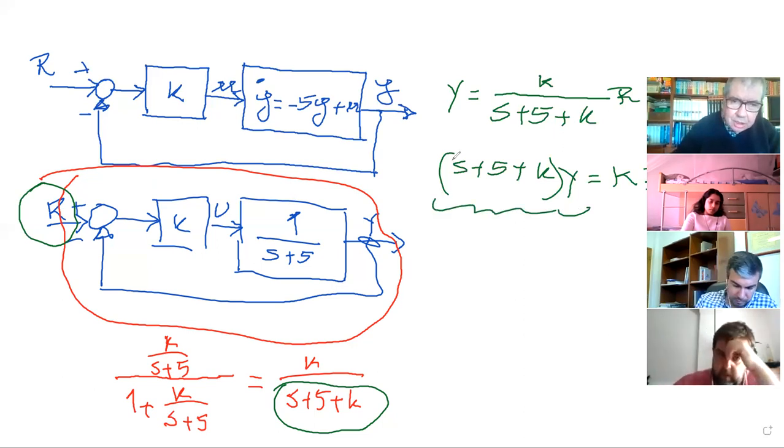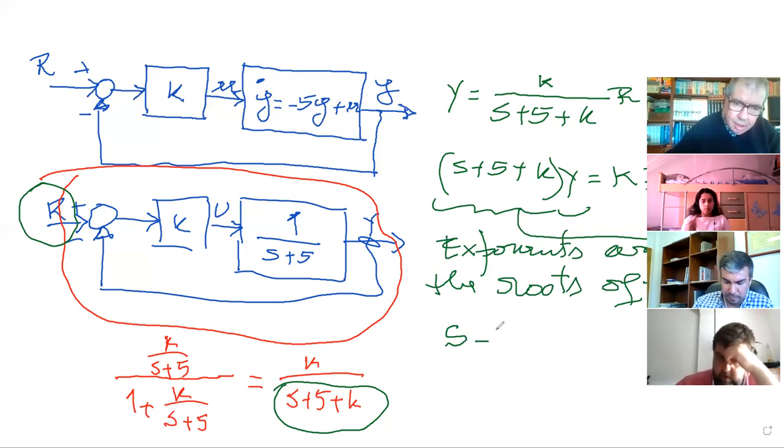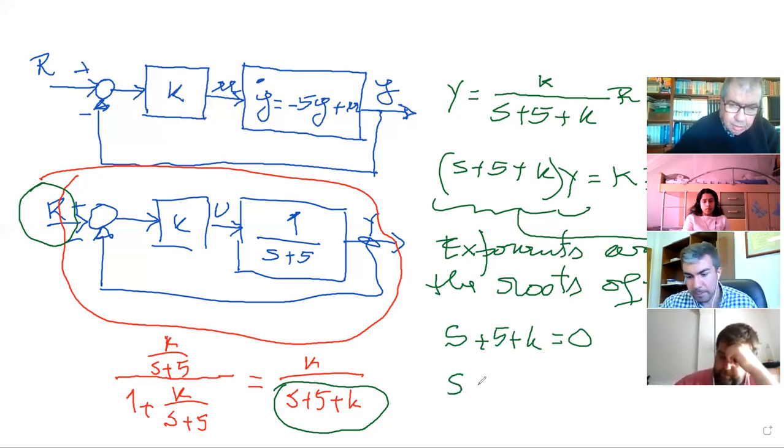Okay, so the exponents are the roots of this part here. To study stability, you have to look for the solution of S plus 5 plus K equal to 0. So S is equal to minus 5 plus K.